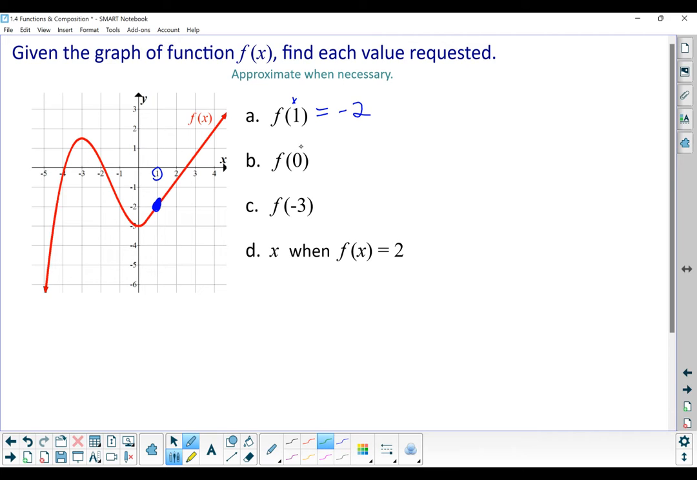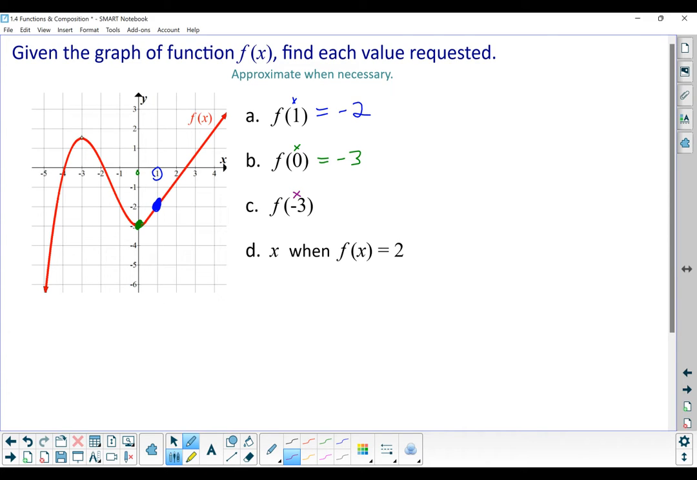Let's look at the next one, because sometimes after a couple of examples, it really clicks. f of 0. 0 is our input. 0 is right here on the number line. So our output that corresponds with 0 is -3. And one more, f of -3. -3 is our x value, or our input.